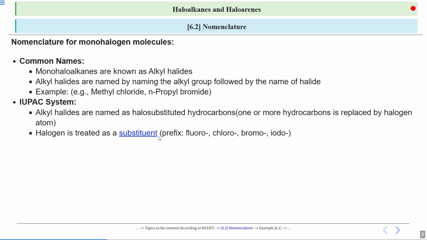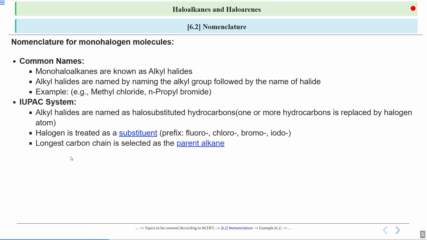Halogen is treated as a substituent, and the prefixes we use for it are fluoro, chloro, bromo and iodo. That means in that hydrocarbon, halogen is present as a substituent group, and it appears in the name as a prefix. For fluorine we use fluoro, for chlorine chloro, for bromine bromo, and for iodine iodo.